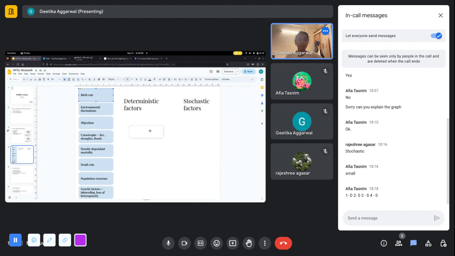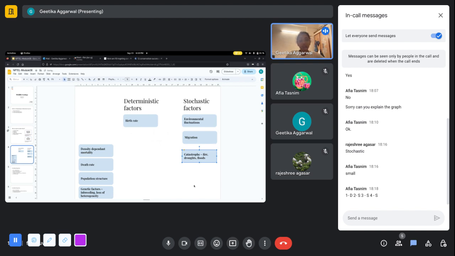Okay, so is birth rate, okay, 1D. So 1D, you mean birth rate should be a deterministic factor. Okay. Environmental fluctuations should be a stochastic factor. Migration, stochastic factor. Okay. Catastrophe, you're saying, is a stochastic factor. What about others?